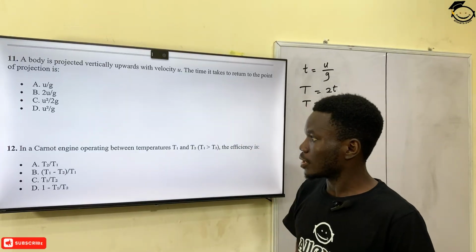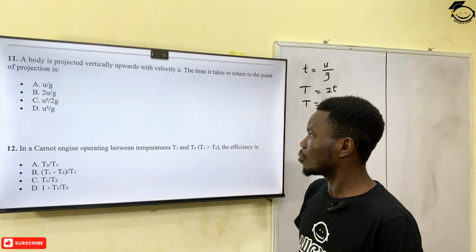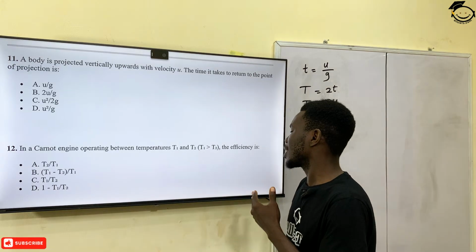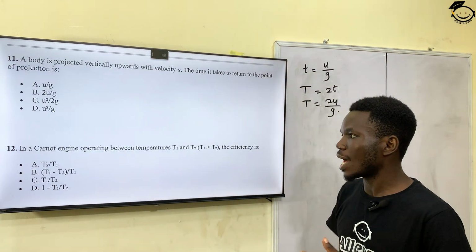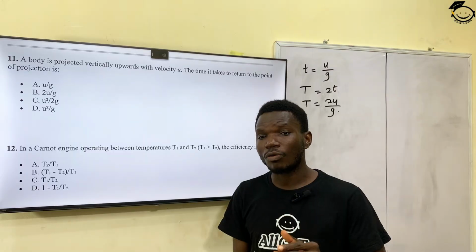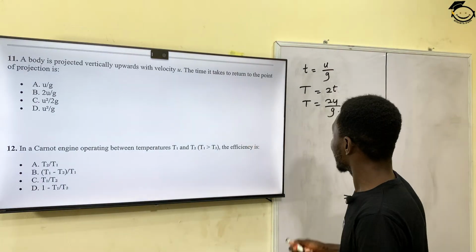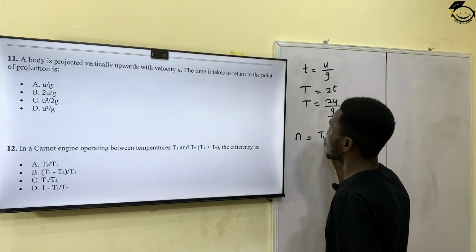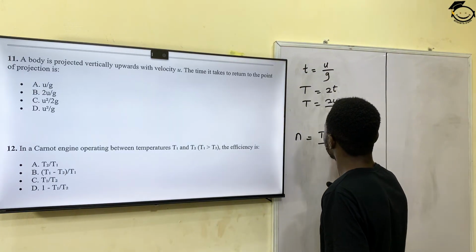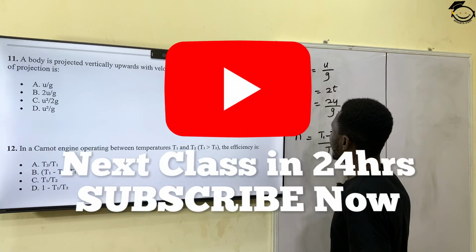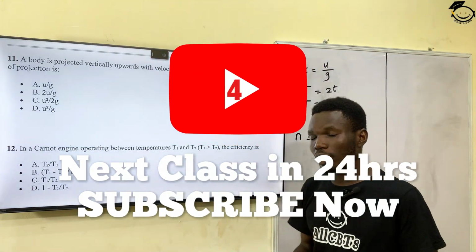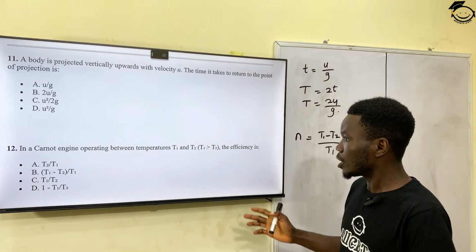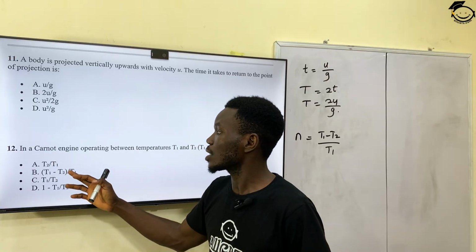Moving on to question number 12. It says, in a Carnot engine operating between temperatures T1 and T2, where T1 is greater than T2, the efficiency is dash. According to the second law of thermodynamics, the efficiency in a Carnot engine is given as T1 minus T2 all over T1. This is the formula for calculating the efficiency in a Carnot engine according to the second law of thermodynamics. So our correct answer to this question is option B.